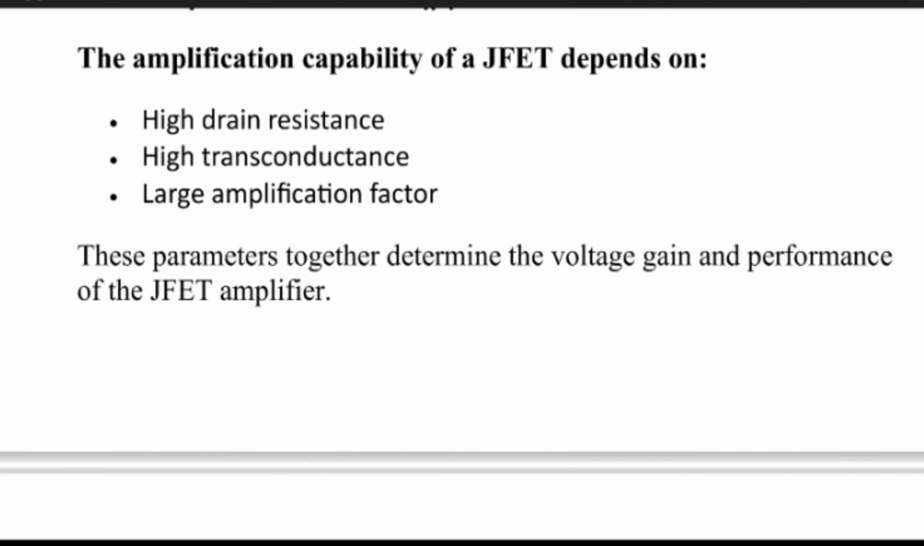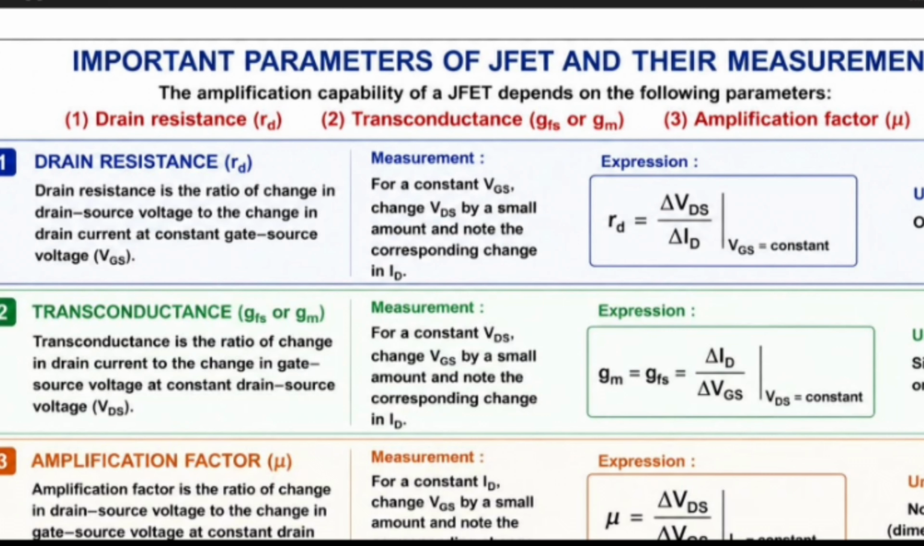The amplification capability of a JFET depends upon high drain resistance, high transconductance, and a large amplification factor. These parameters we can use to determine the voltage gain and performance of the JFET amplifier. So just see these important parameters. What do you mean by drain resistance, transconductance, and amplification factor?